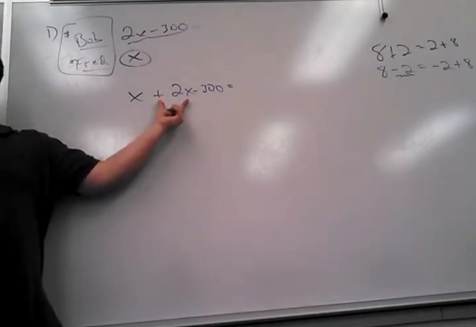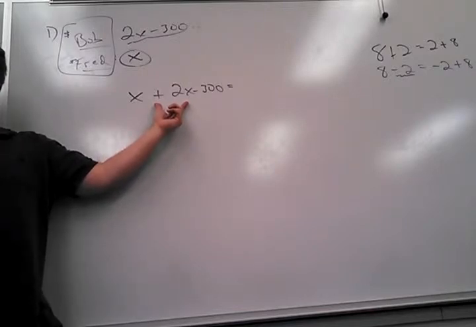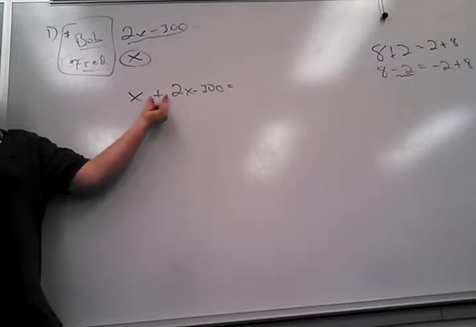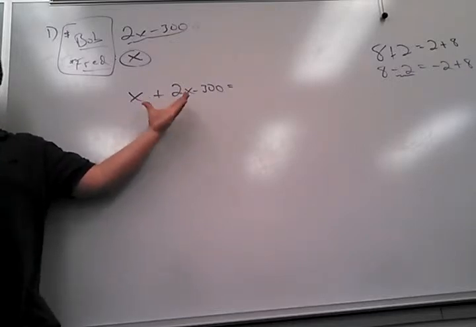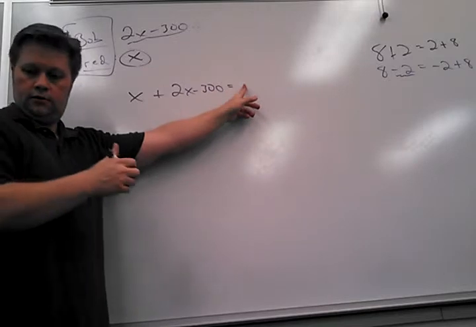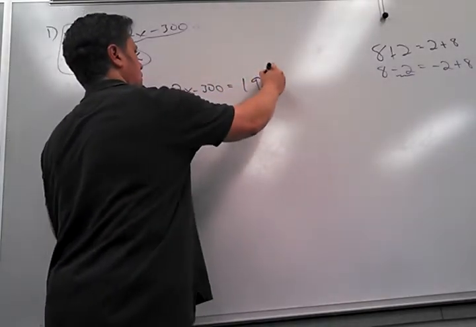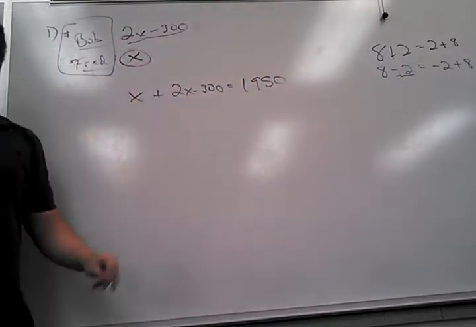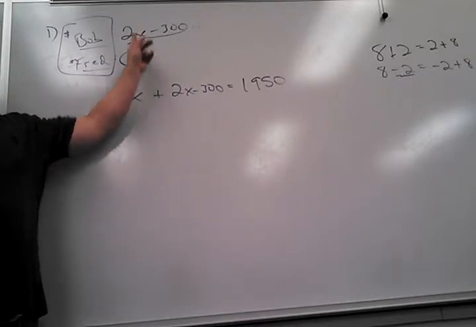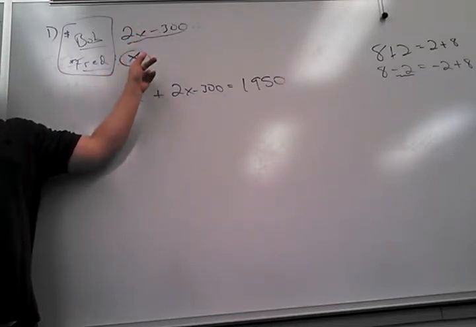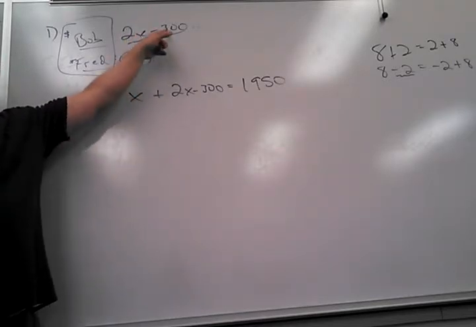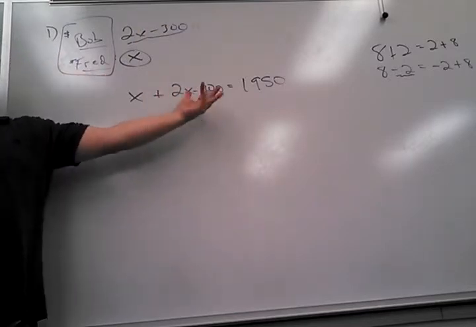So the problem says, if together they made, and that tells me addition. I'm going to add these together. If together they made 1950, how much do they each make alone? Now I've got to solve for x, and then I'll know both of them. The domino effect. Once I know one, it falls back to the other. So now this should be the easy step.